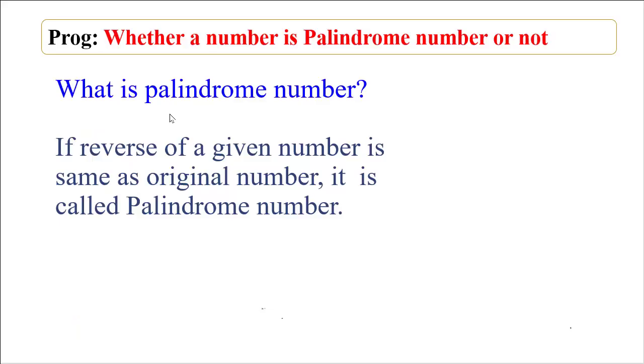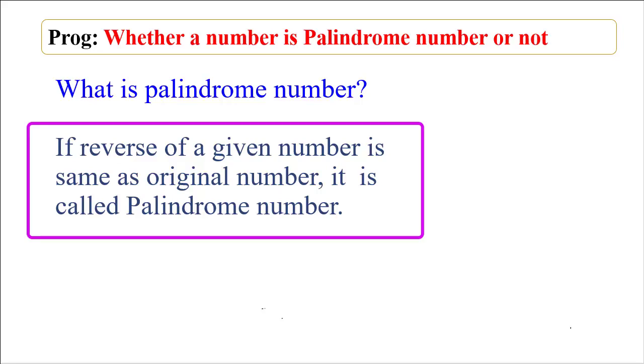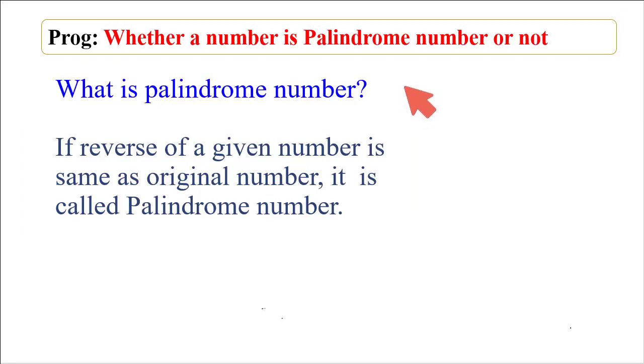Now trying to explain whether a number is a palindrome number or not. For that we need to know what a palindrome number is. If the reverse of a given number is the same as the original number, it is called a palindrome number. Say a particular number consists of 3 digits x, y, z.